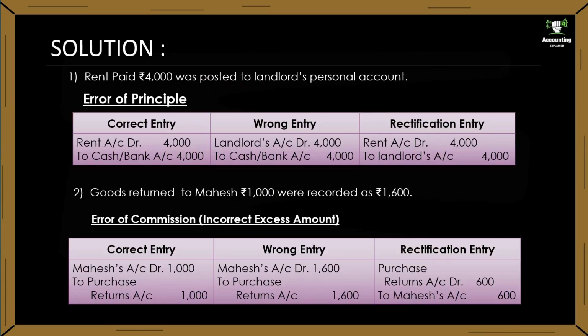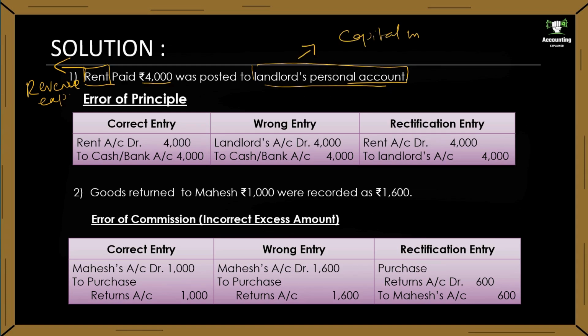Dear students, now let us see the solution for the question. So the first transaction is rent paid rupees 4,000 was posted to landlord's personal account. Instead of taking to the rent account, we have posted to the landlord's personal account. If you see in the question, they have asked us to identify the type of error. First we will do that. Rent is a recurring expense. When expense or income is recurring in nature, we call it a revenue expense. We call rent a recurring expenditure because we will be paying it every month. Whereas landlord's personal account is capital in nature.